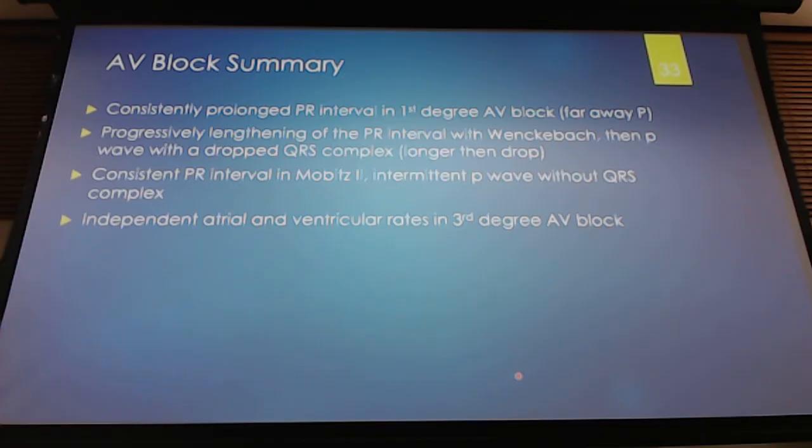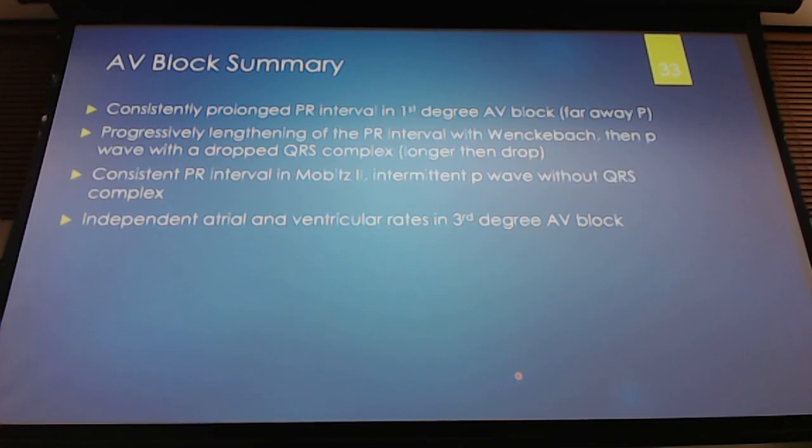Our second degree Mobitz type 2. What is our PR interval on that one? Normal PR interval, but then we just don't have a QRS complex. Just a spontaneous drop of our QRS complex. So you start off, you're like, oh, this looks great, and then you're like, oh, wait a minute here. Looks like I got a P, but it's not followed by a QRS complex. That's a problem. Okay? Because it happens quite frequently when we have a lot of dropped QRS complexes. That means a lot of dropped ventricular depolarization. These patients can be a lot more symptomatic, and a lot of times those patients need a pacemaker.